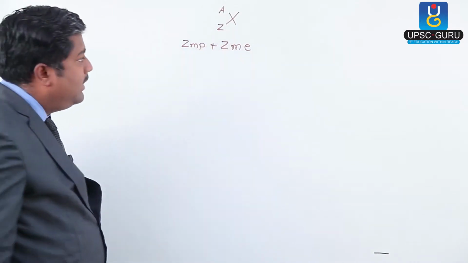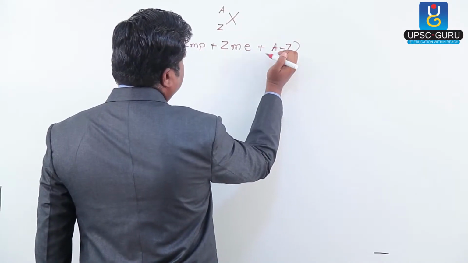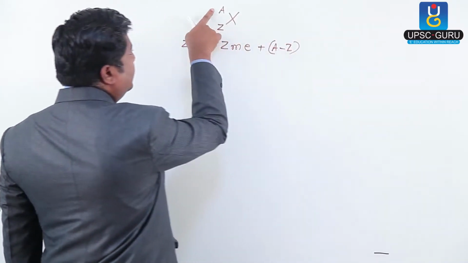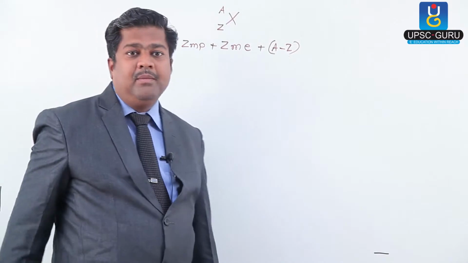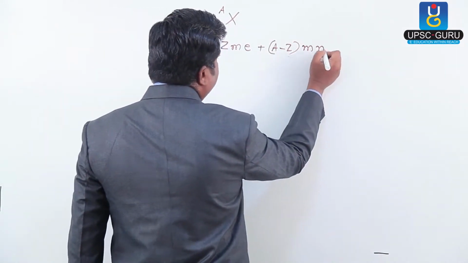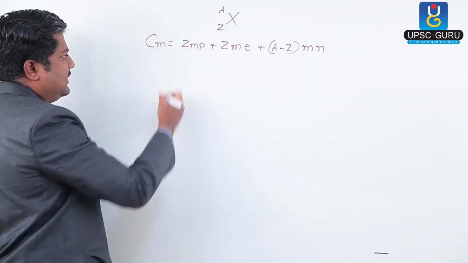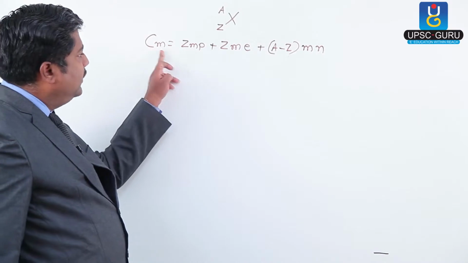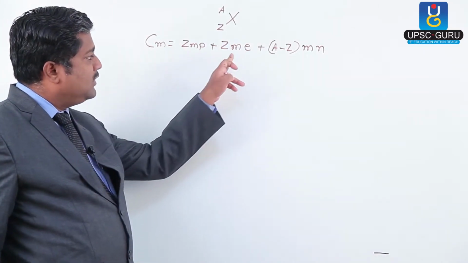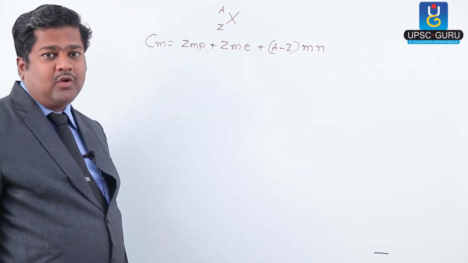So that is also Z. Plus A minus Z. Why A minus Z? Because A minus Z is giving me the number of neutrons. So A minus Z into mass of neutron. So this is my calculated mass. So I am simply saying calculated mass is equal to Z into mass of proton plus Z into mass of electron plus A minus Z into mass of neutron.